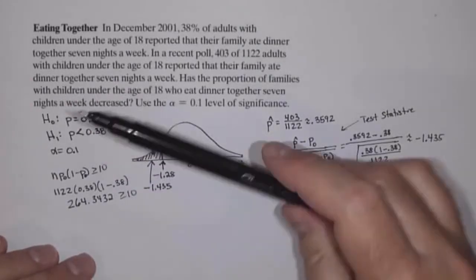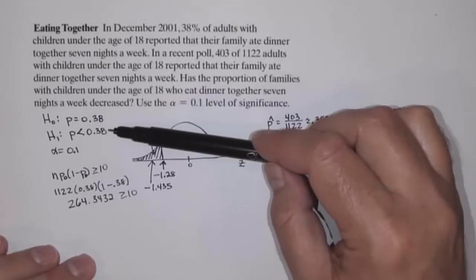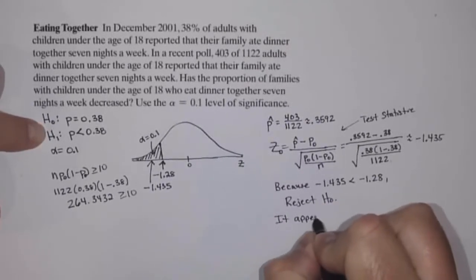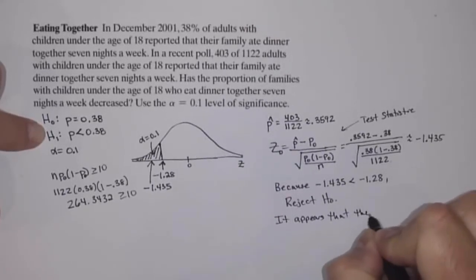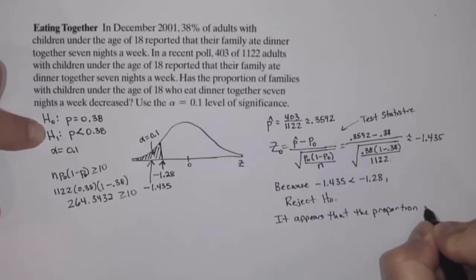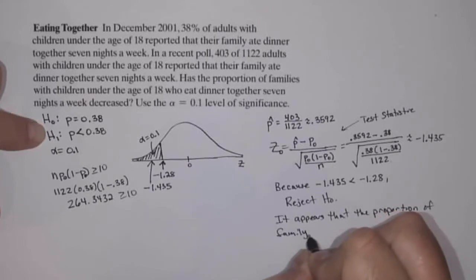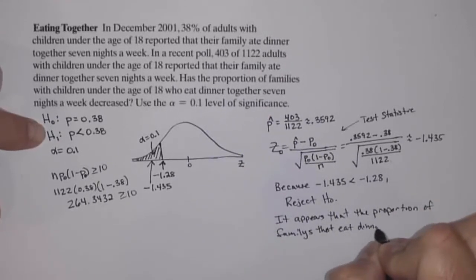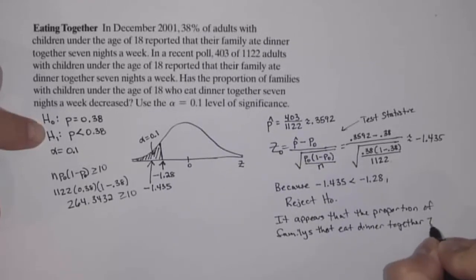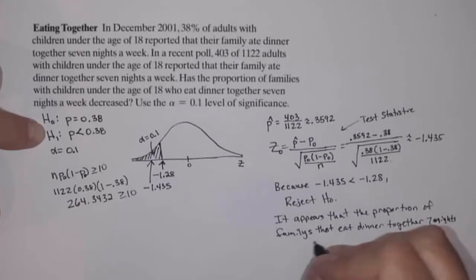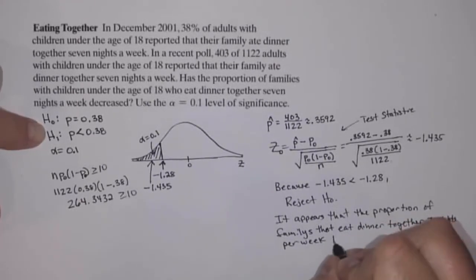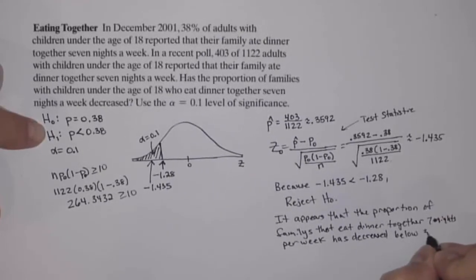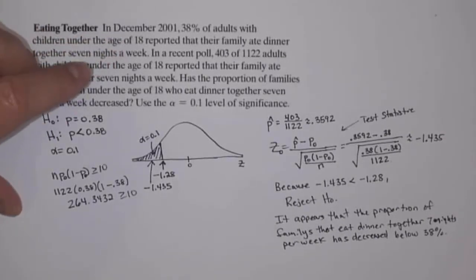So we're going to reject that the null hypothesis is true, which means we're going to conclude that the alternative is true. So our conclusion then is, it appears that the proportion of families that eat dinner together 7 nights per week has decreased below 38%. So it was 38% back in 2001.